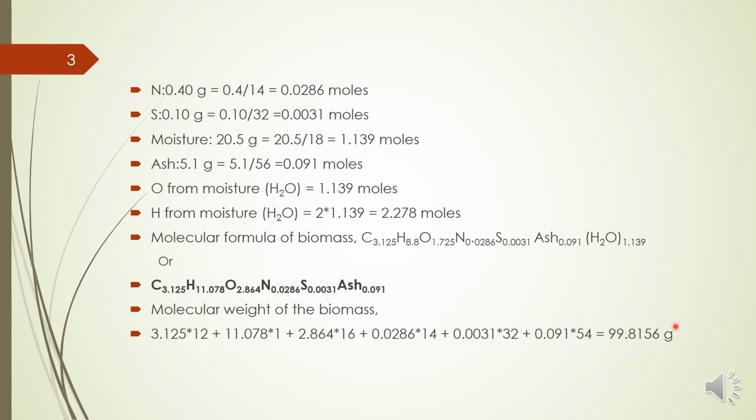So if you add all these, this will be 99.8156 gram. So that is very near to 100 gram, because we have assumed that 100 gram of biomass, we have taken 100 gram of biomass, that is why it is near to 100 gram.